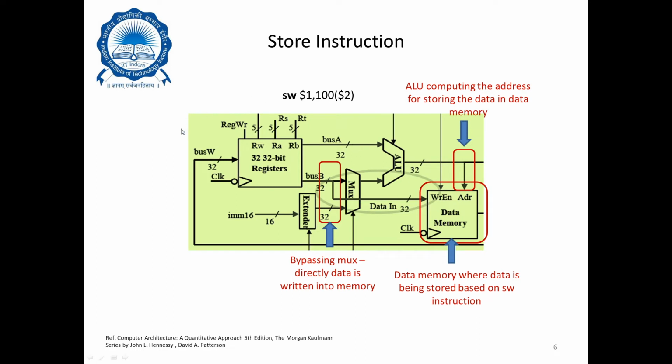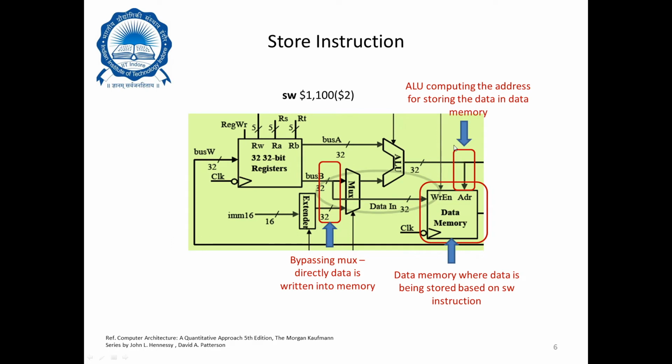So you see in this particular block of the hardware of the MIPS 32-bit architecture, there are three important things to note. The first is that the bypassing is done here before the multiplexer, because the value from the register is going directly into the data memory. Second is the address is being computed based on the ALU output.